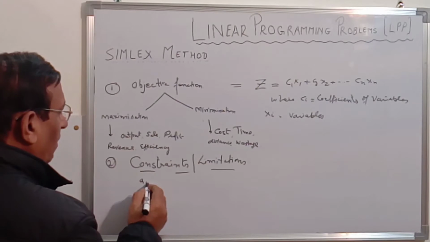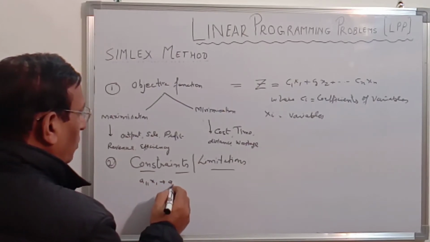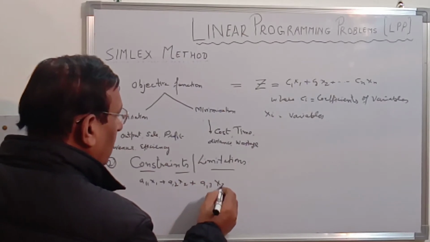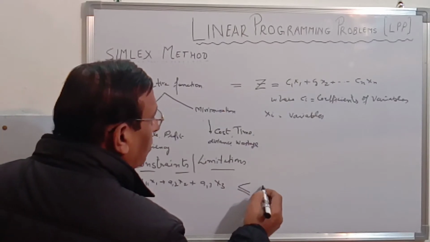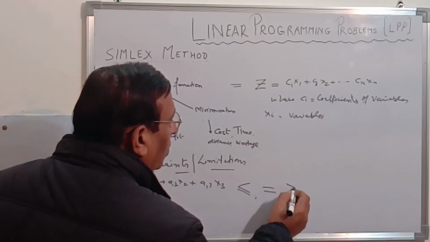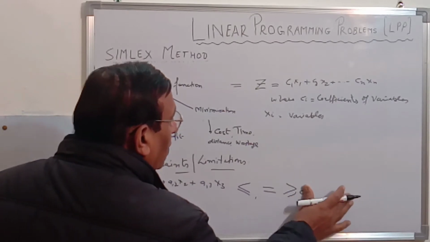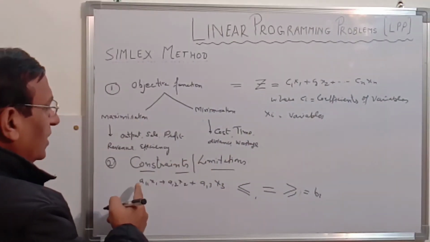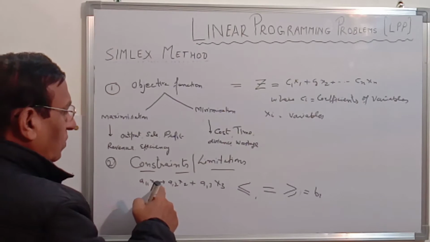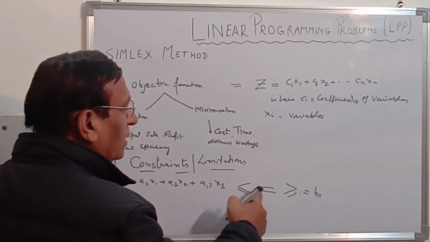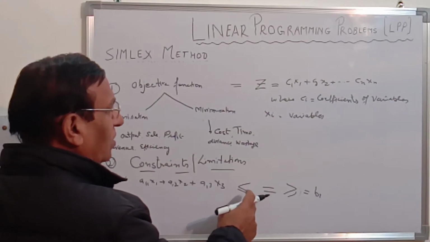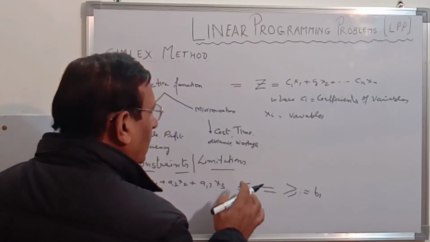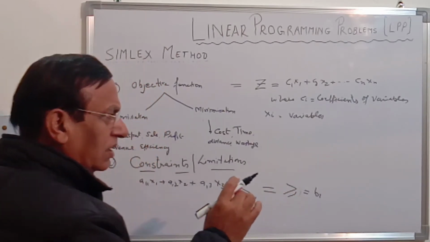These limitations are expressed in the form of equations. Say a11x1 + a12x2 + a13x3, either less than or equal to, or greater than or equal to b1. This is the first equation: first row first column, first row second column, first row third column, like this. So it is one of these three: either less than or equal to, greater than or equal to, or exactly equal to.